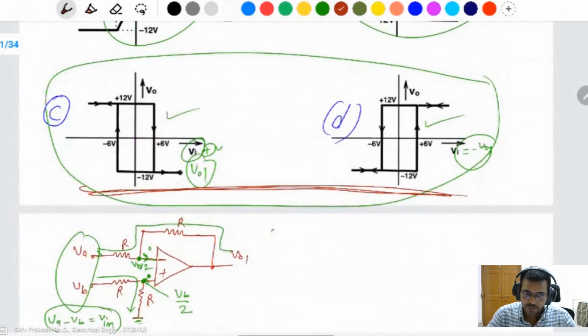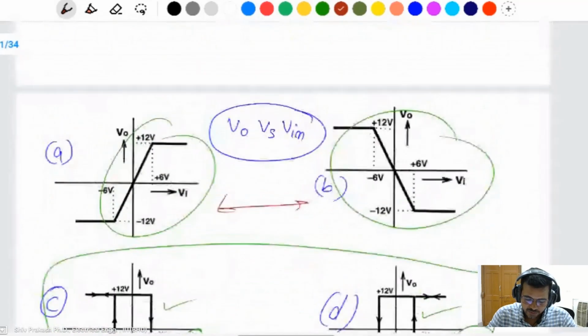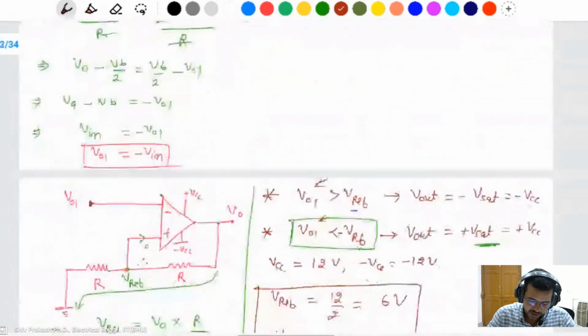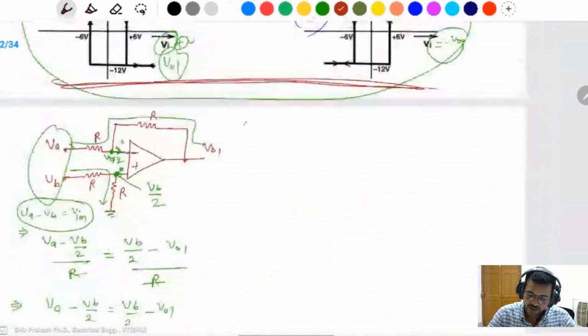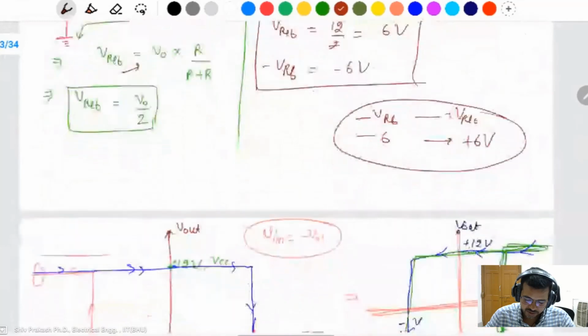When the input voltage is positive, then C option is correct. When input voltage is negative, which is the negative of this, then D option is correct. But I have calculated that the input of the Schmitt trigger is minus V in. That's why D option is correct in that question.